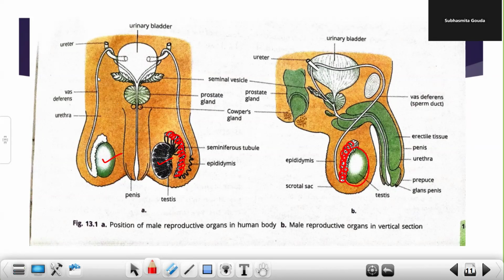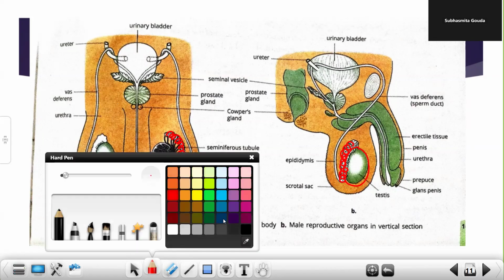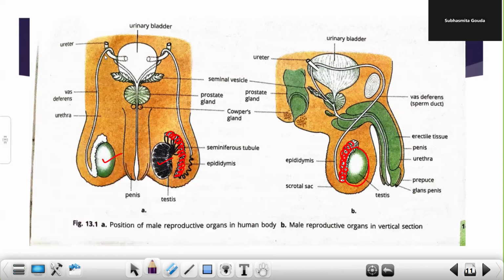I will change my pen for better understanding. This one and this one are called the vasa deferentia, and in singular, this is the vas deferens. Next one is the urethra. This is the urethra, and this one is the penis. And the last, accessory glands: the seminal vesicle, prostate gland, and bulbourethral gland. These three are the accessory glands.